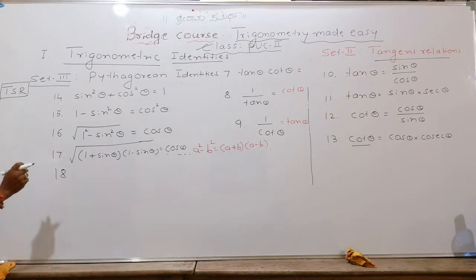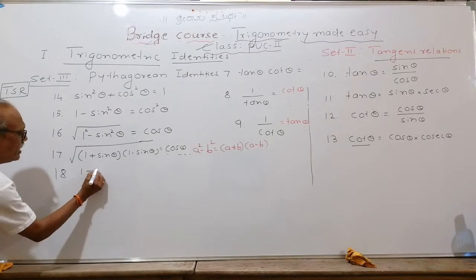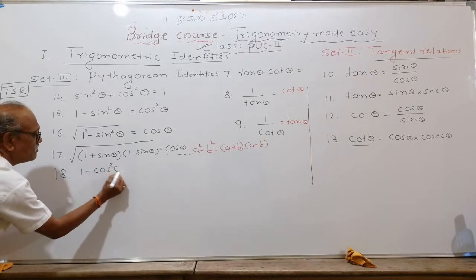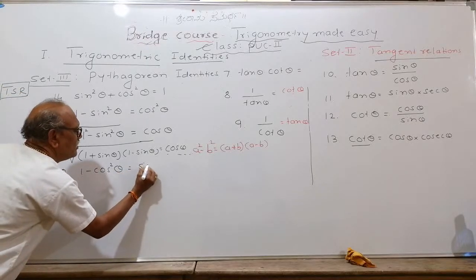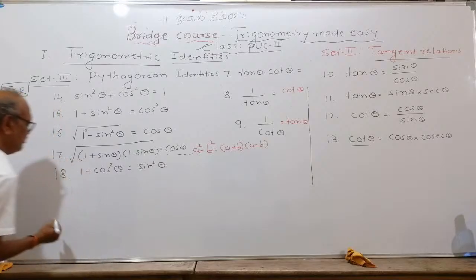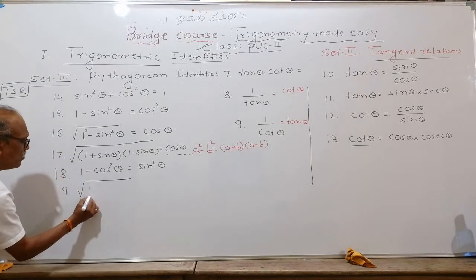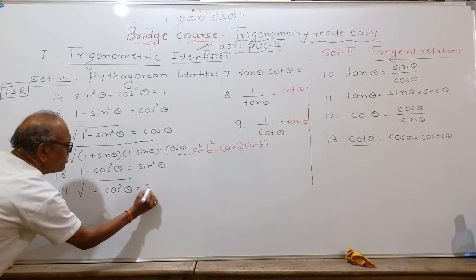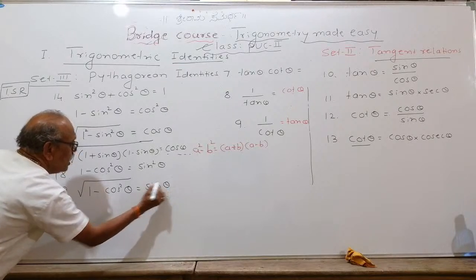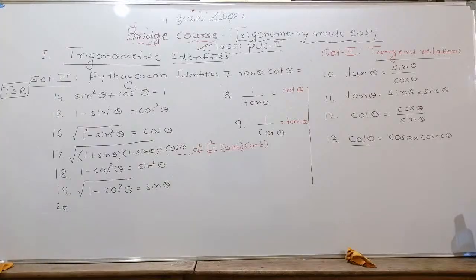Now this time you take cos square theta to the right. Now you tell me what is 1 minus cos square theta? Sin square theta. Now take the square root of it and you will get the 19th formula: root of 1 minus cos square theta is sin theta, since the square root of sin square theta is sin theta. You give them numbers and shortcuts, then we will go to the deeper levels.